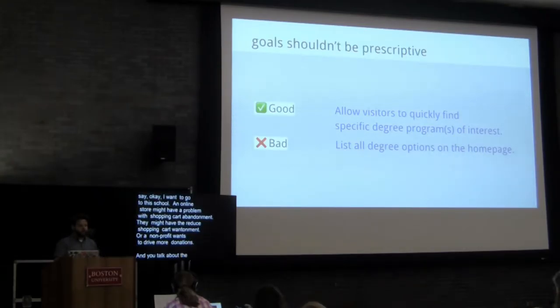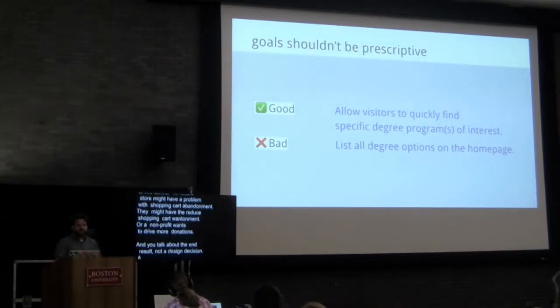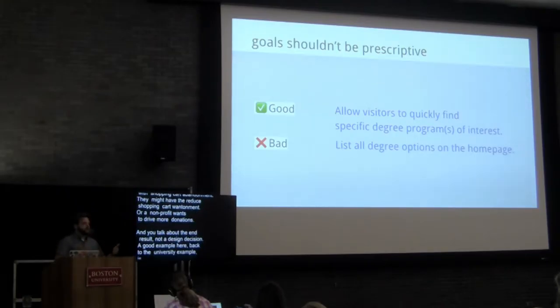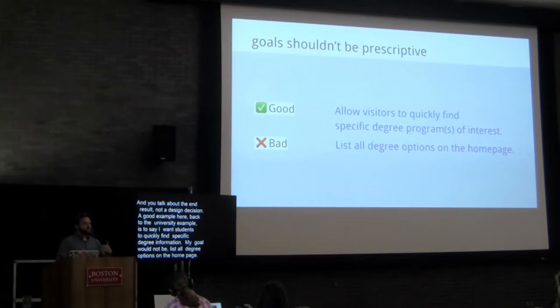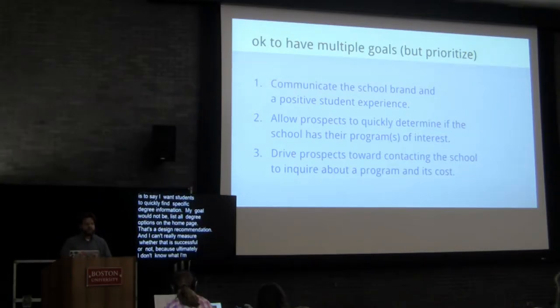So a good example here, back to that university example, is to say I want students to quickly find specific degree information. My goal would not be list all degree options on the homepage. That's a design recommendation, and I can't really measure whether that is successful or not, because ultimately I don't know what I'm trying to accomplish. And it's okay to have multiple goals.